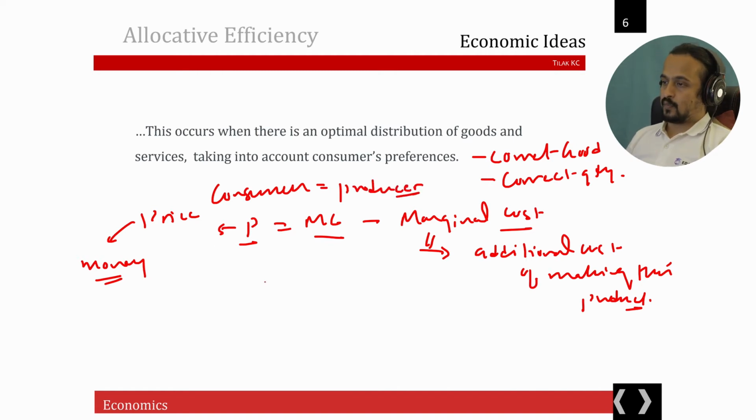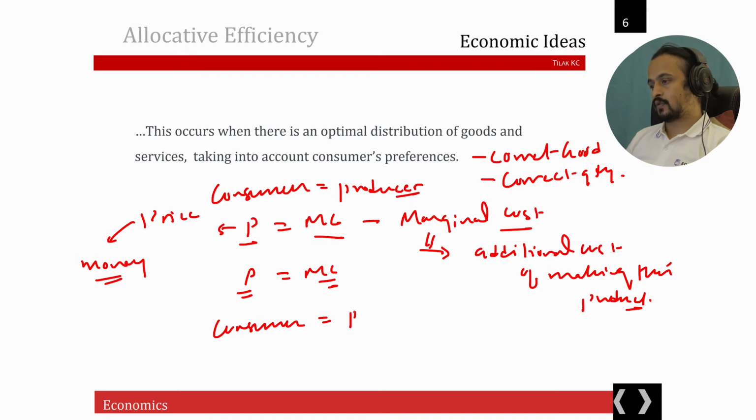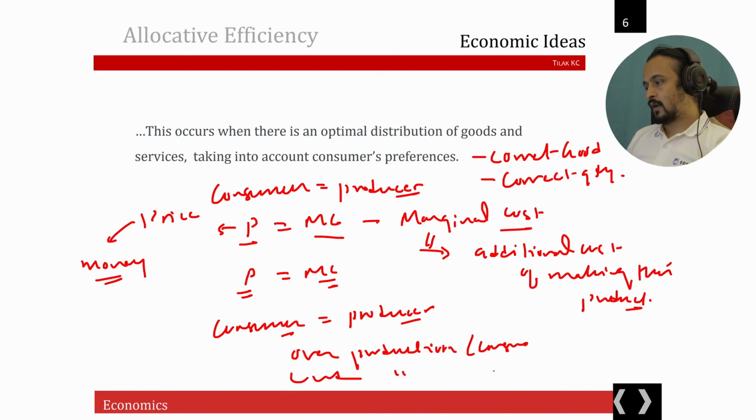So if in the market a condition is achieved in which P equals MC, this means that the optimal allocation of the resource has taken place, that consumers are willing to pay the minimal possible amount that producers are willing to charge. So that means there is no overproduction or overconsumption, and there is no underproduction or underconsumption.